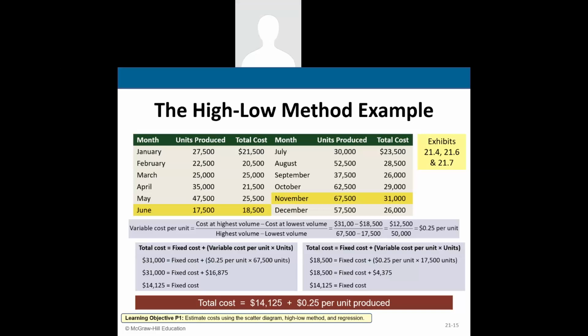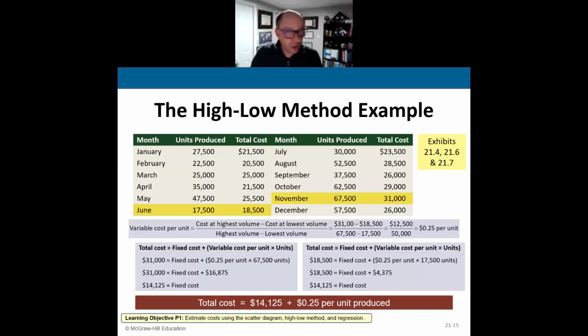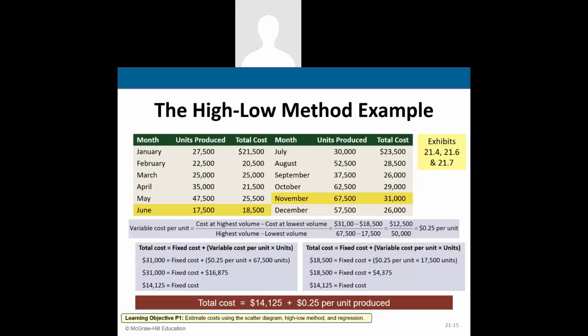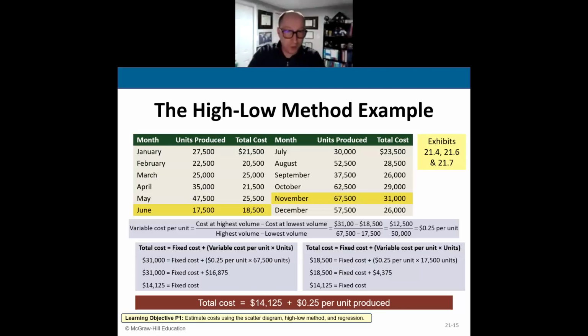But to your point, Leland, if you accidentally selected a different month other than the high or the low, then those two are not going to balance, and that means that you did something wrong. Exactly. Good point. So my 14,125 fixed cost plus 25 cents per unit produced equals my total cost in this example. So that's the high-low method.